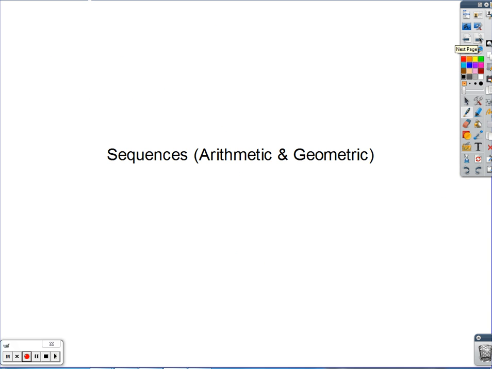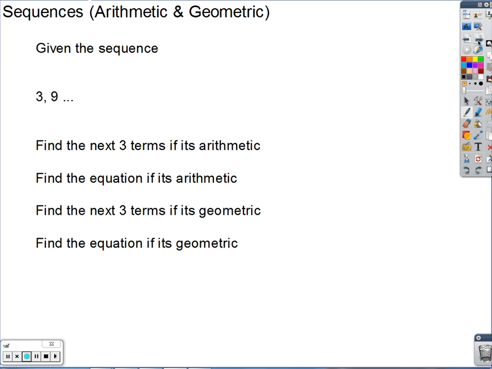Sequences, arithmetic and geometric. This is something that some of you have had a lot of experience with, some of you have had very little experience with, but regardless, it's required information. So the first piece that we need to remember here is that arithmetic means add or subtract. Okay, geometric means multiply, whether it's by a whole number or a fraction, would be multiply or divide.